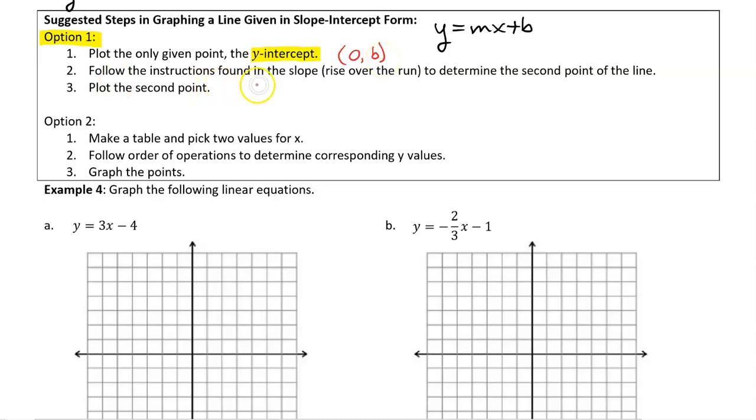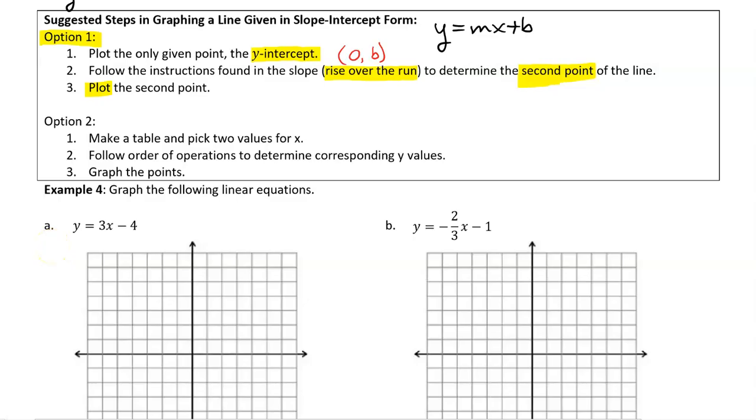Then we're going to follow the instructions found in the slope. We're going to apply the rise over the run to determine the second point of the line. From this starting point, I'm going to apply rise over run. Sometimes it's up, sometimes it's down, sometimes it's right, sometimes it's left, but I'm going to use those directions to find a second point. And really, all we need are 2 points in order to graph a line. So once we have that second point plotted on our Cartesian plane, we're going to connect them and get our picture. Let's try that first method.